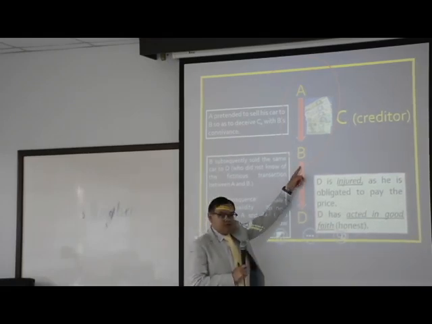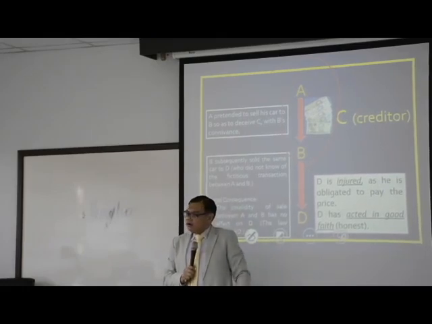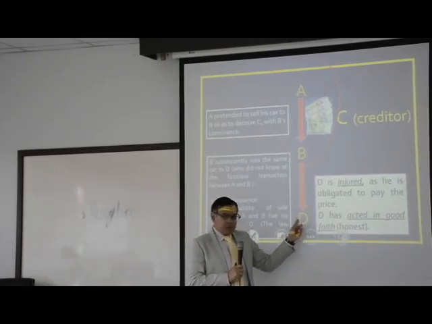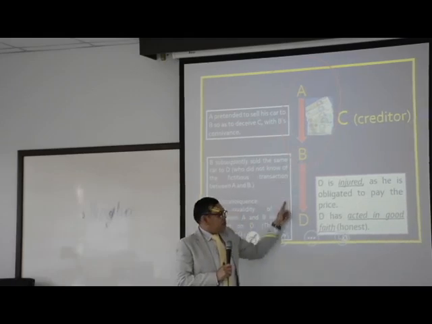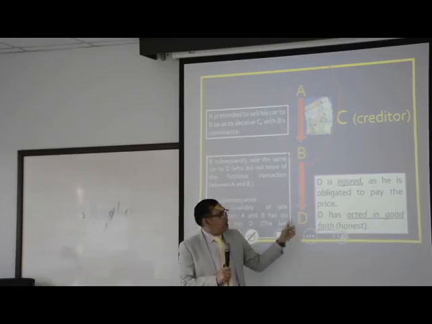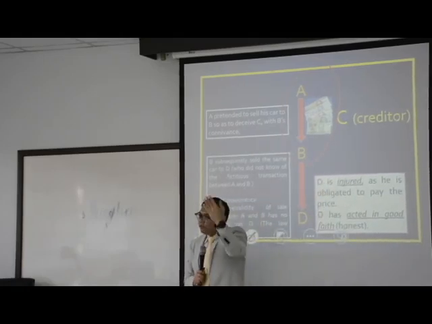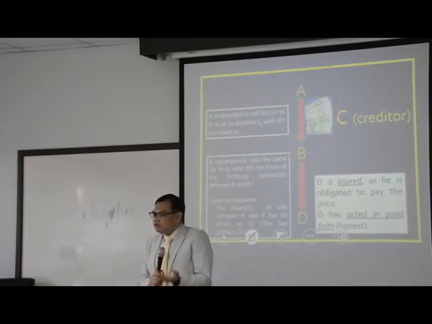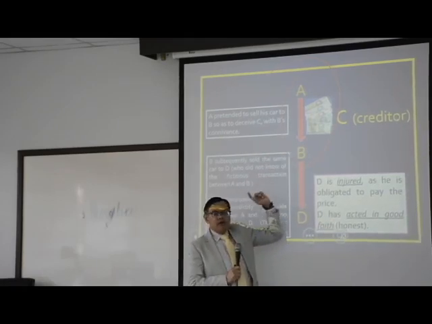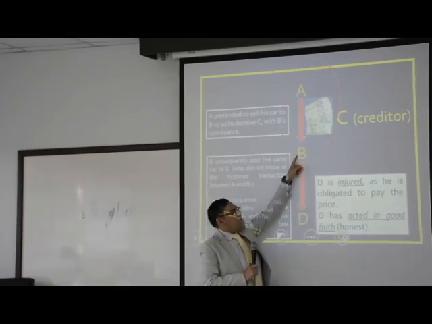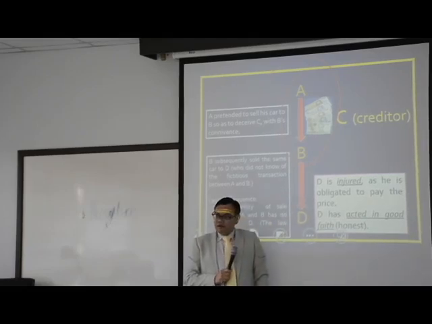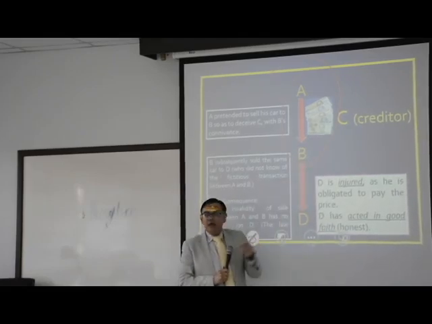But after this, B, who has the car in possession, has sold the car to D, and D, of course, paid the price, right? Because when B sells this car to D, D will have to pay the price to B. So D is injured because he has paid the price, or he has to pay the price. And D acted in good faith because he doesn't know anything about what is happening between A and B. In this case, the invalidity of the sale between A and B cannot be set up against D. That means that the contract of sale between B and D is valid. It is not invalid.